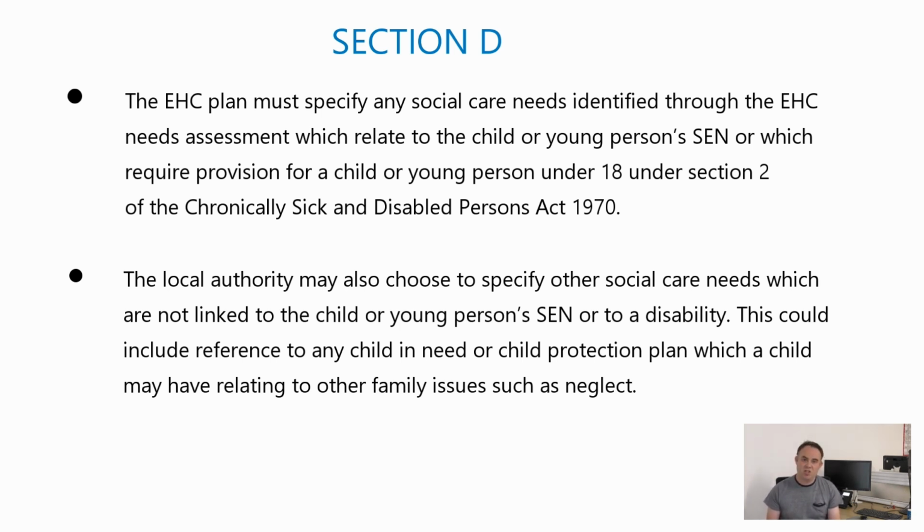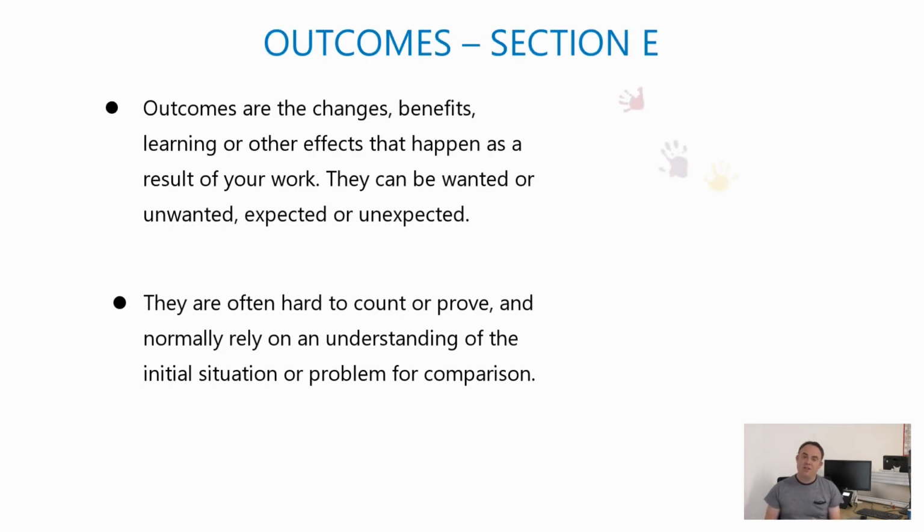So that's section D. The next section we're going to look at is section E. Now, section E specifies the outcomes. So the outcomes are essentially what we are expecting the young person to attain as a result of the special educational needs support we're going to provide them. Now, outcomes are very, very difficult to define. There's some argument that they should be short-term. There's another argument that says they should be long-term.